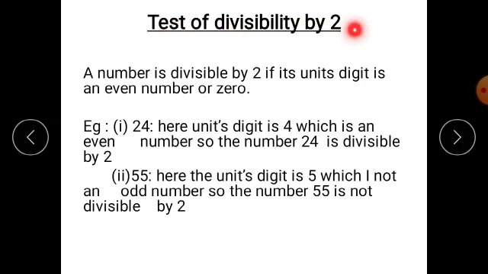Now next what you have is test of divisibility. We have studied certain divisibility tests in our previous classes. Let us just recall that and add something to the list. First we have test of divisibility by 2. A number is divisible by 2 if its units digit is an even number or 0. So for example, 24, your units digit is 4, which is an even number, so the number is divisible by 2. 55, here the units digit is 5, which is not an even number, so the number 55 is not divisible by 2.